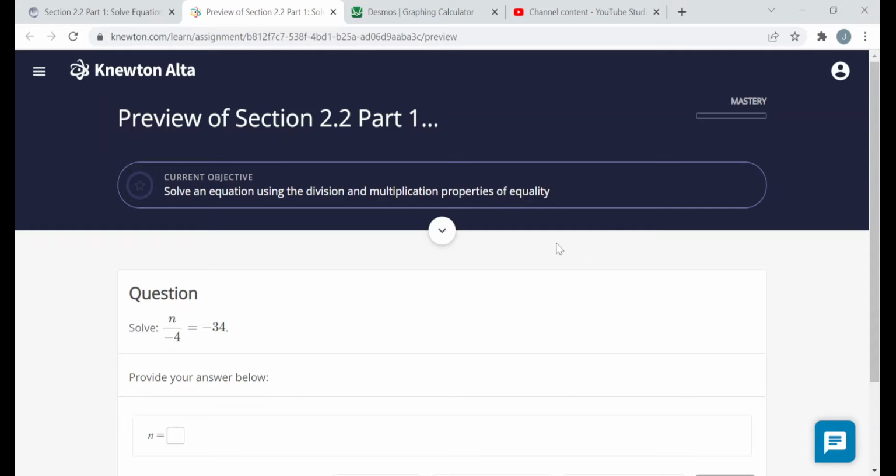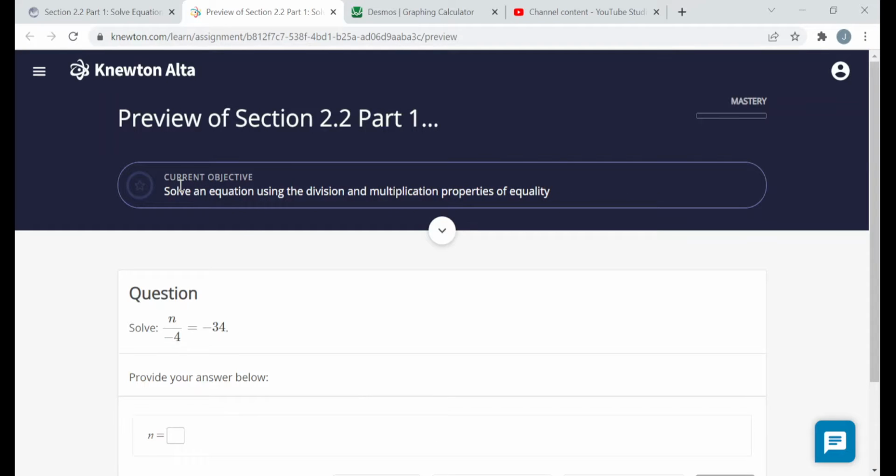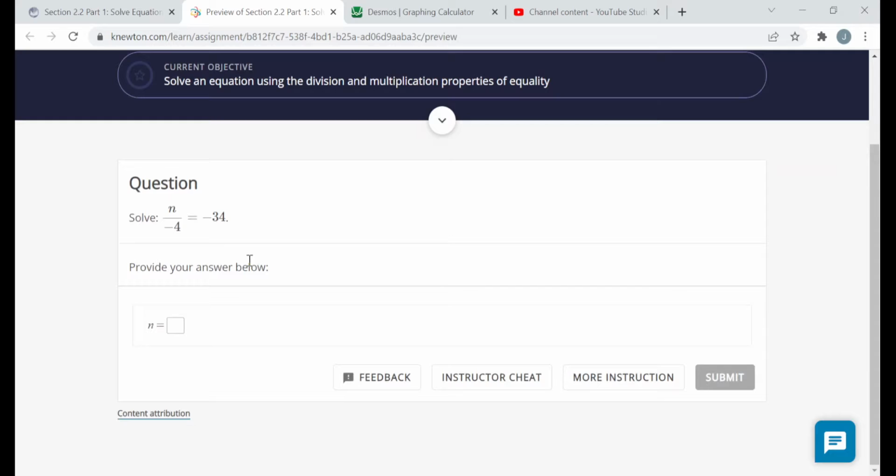Alright, so here's the assignment page. You should have the title of the assignment, the mastery bar telling you how far along you've gotten. You can see all the objectives for the assignment. It looks like there are 3 objectives for this assignment. And then under the current objective, there is a question related to that objective. And at the bottom of every question, you should be seeing a feedback button, where if you see any issues with a problem, you can send feedback to Knewton.